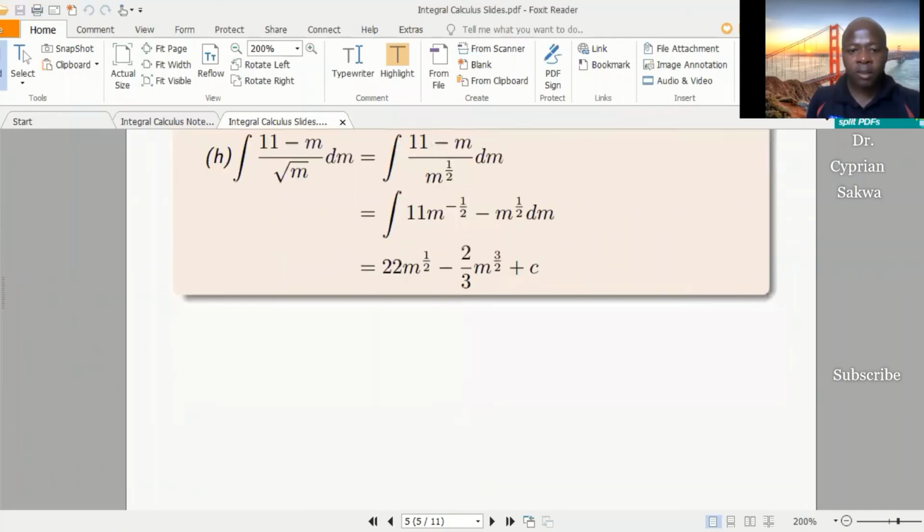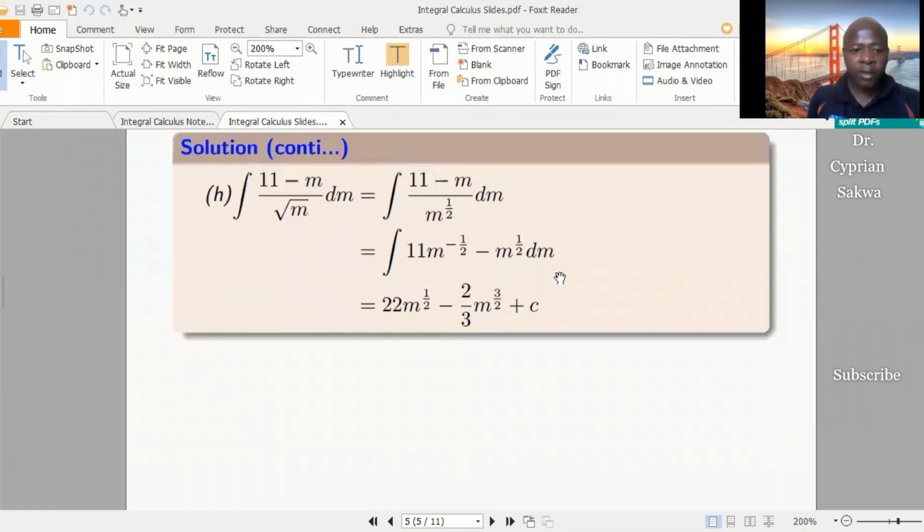Let's look at the last example. And this one, again, we just have to simplify it first. And this is 11 minus m over the square root of m. And the square root can be written as m raised to a half. Now divide it through. When you divide it through here, what you will have will be 11 m raised to negative a half minus m raised to a half dm. But this is what you have.